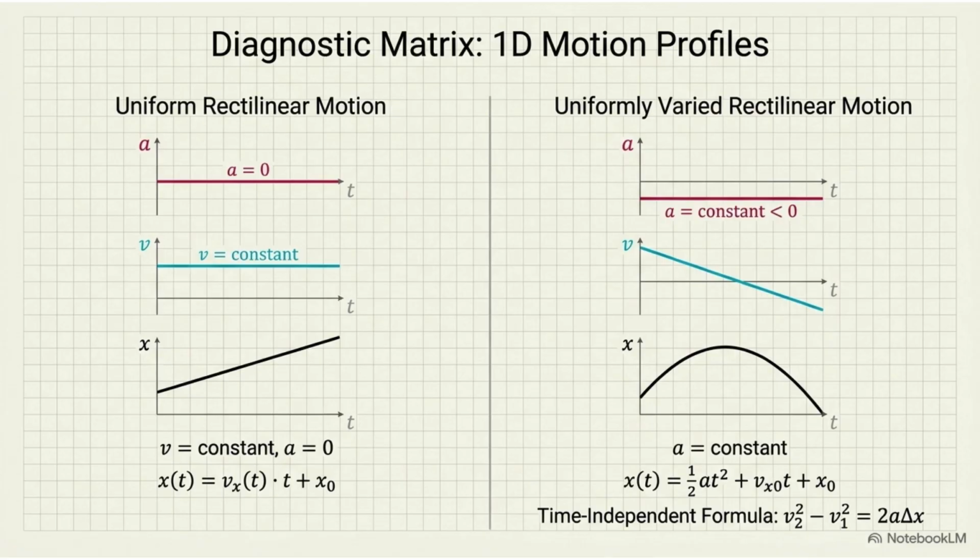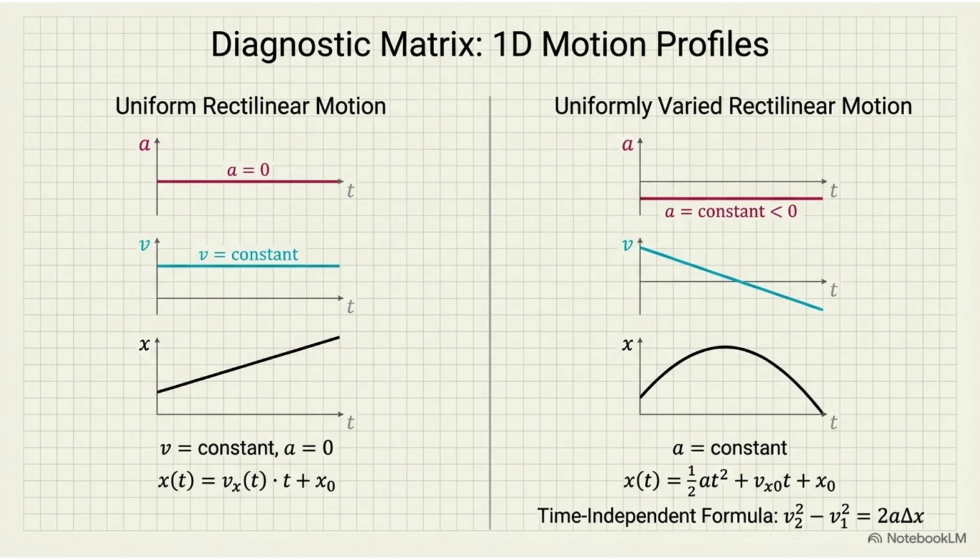One of the most important cases in kinematics is motion with constant acceleration. This means that the acceleration remains the same throughout the motion. Although many real motions involve changing acceleration, constant acceleration provides an excellent approximation in many practical situations. Examples include a freely falling object near the Earth's surface, a car accelerating uniformly, or a train leaving a station.